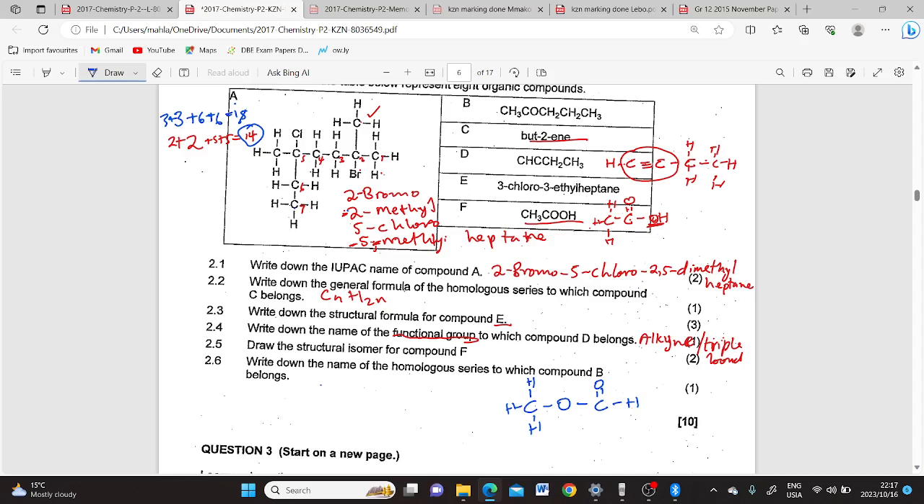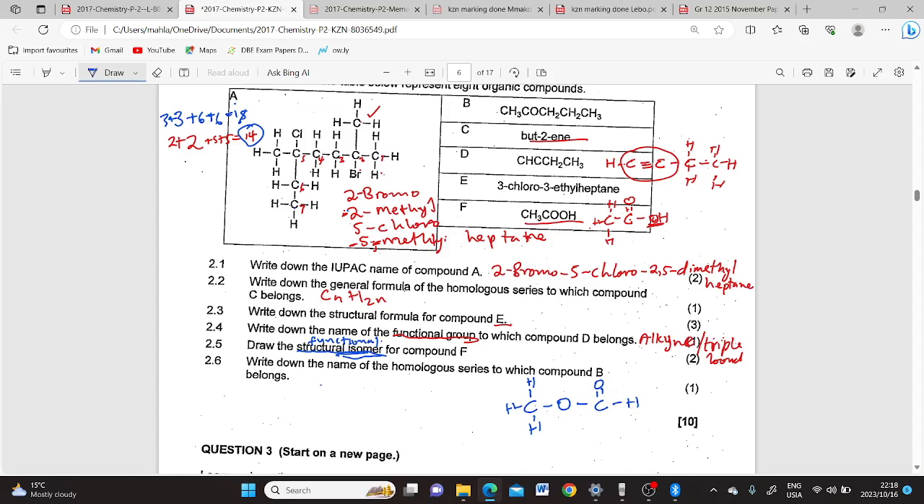In fact, they're saying structural isomer. They are supposed to say functional isomer because we don't have a structural isomer here that can be written. So it's supposed to be a functional isomer because there is no way you can rearrange this structure. So it should be functional isomer.